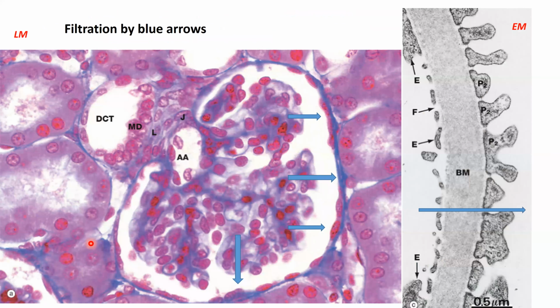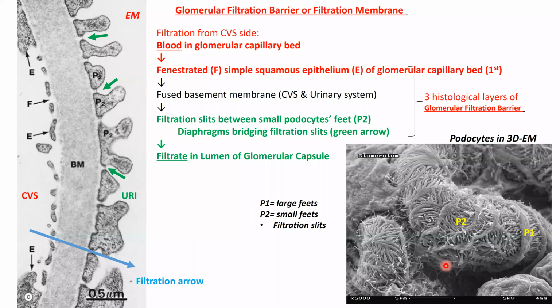This is showing you the filtration in the yellow balloon, with blue arrows as the molecules are exiting the blood, traveling through the podocytes into the lumen of the glomerular or Bowman's capsule. The same thing in electron microscopy is labeled on the next slide. So this structure is the glomerular filtration barrier or filtration membrane. Barrier between what? The blood and the urine.